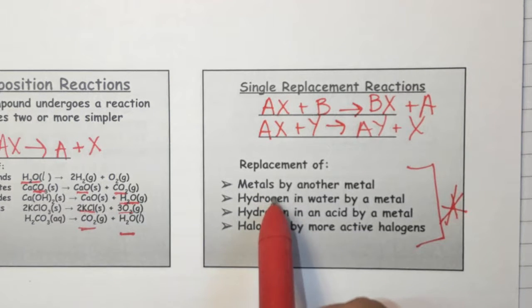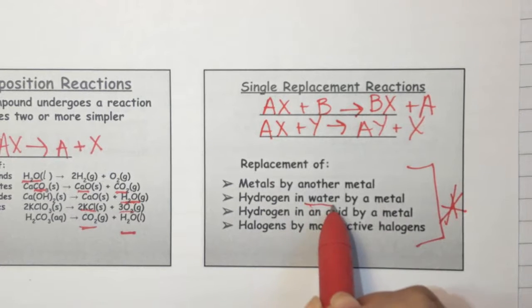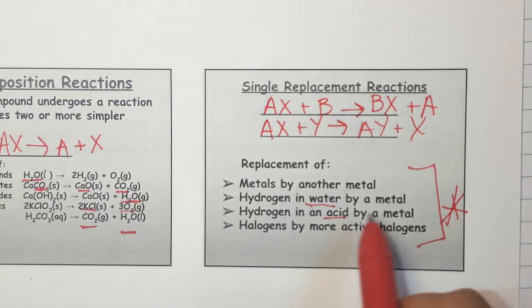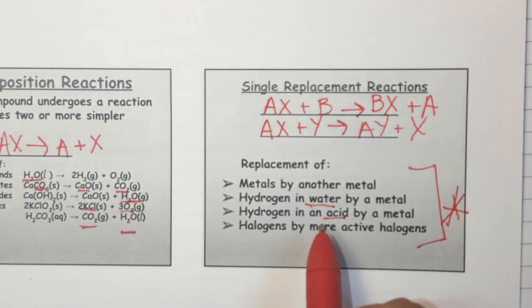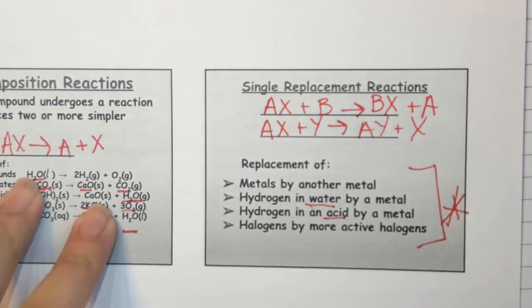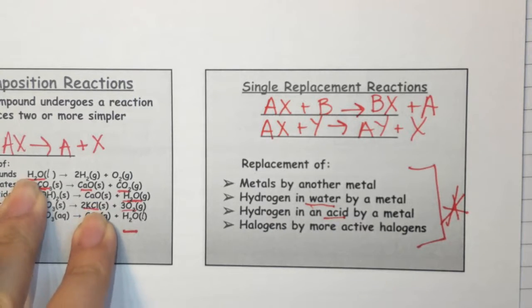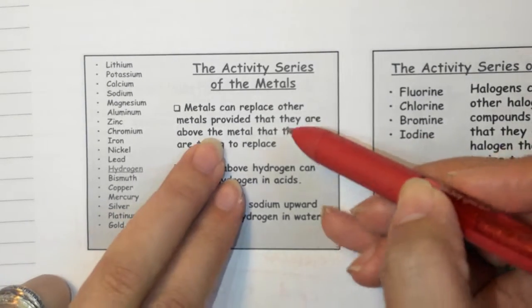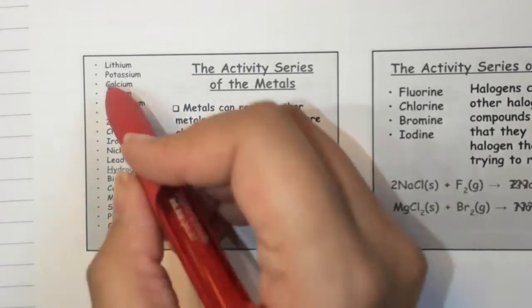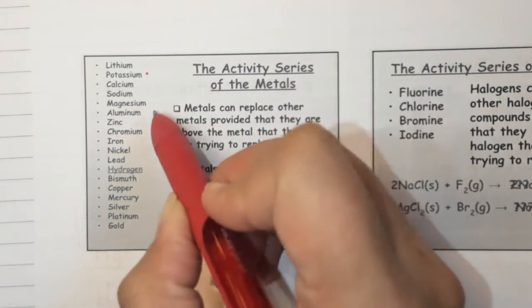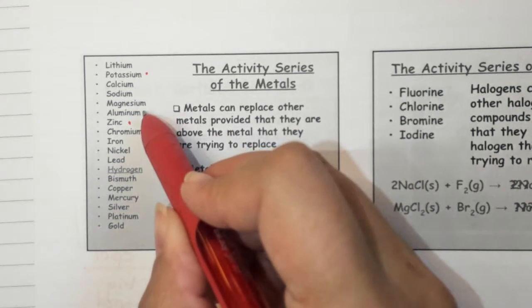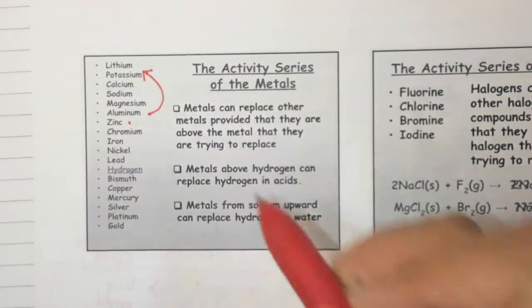So metals can replace other metals. If we see water present, metals can replace hydrogen in water. If an acid is present, I can have metals replace hydrogen in the acids, and then halogens, of course, replace other halogens. With this in mind, we can only do certain reactions based off of the activity series. If you look at the back of your notes, we talked about this activity series. Metals can replace metals that are lower than them. So if my metal is potassium and it's trying to replace zinc, it can do it. But if I have, say, aluminum and it's trying to replace potassium, it can't do it.